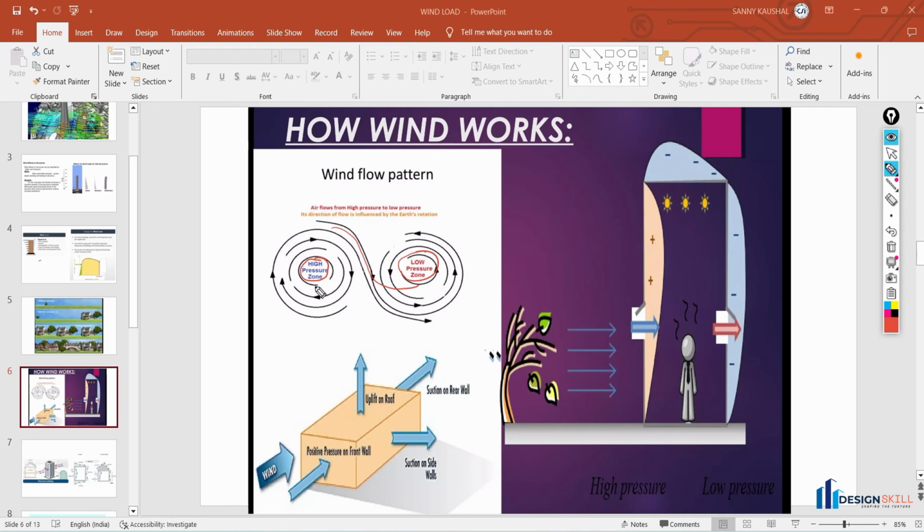Where there is a high pressure zone and a low pressure zone is created, wind will flow from high pressure to low pressure, and its direction is influenced by the earth's rotation. Now try to understand this with a very simple example. Let's suppose that this is the building structure I have.